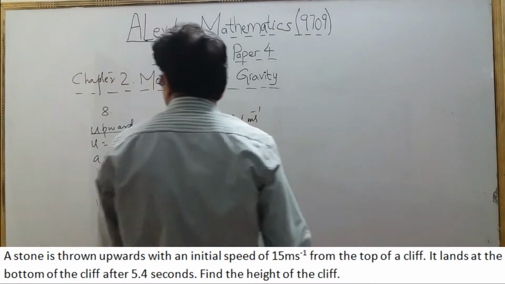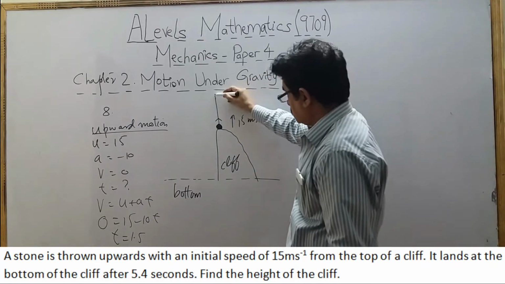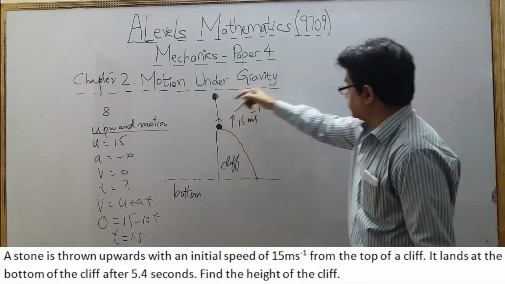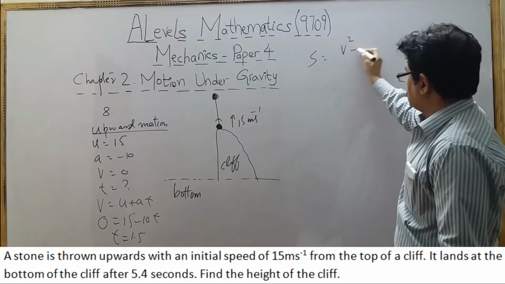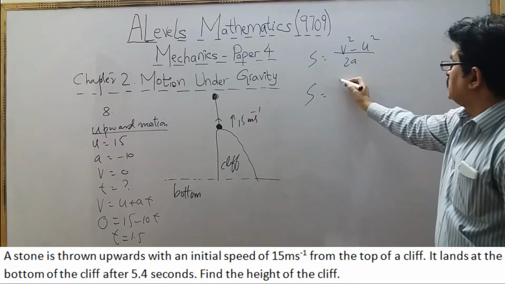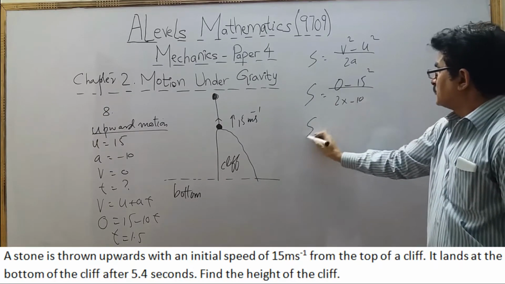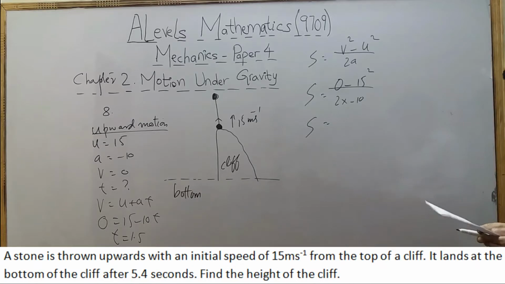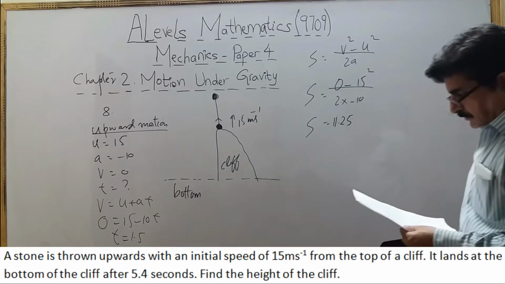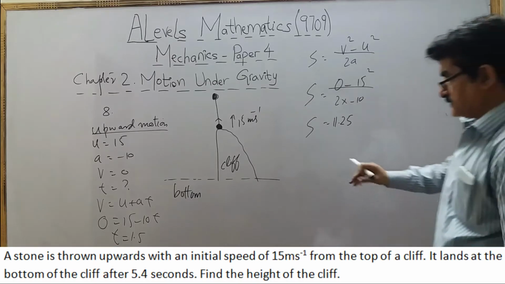This is because we want to find now this distance, upward motion, how we will find this distance? So s is equal to v square minus u square divided by 2a. So what is v? V is 0, u is 15 square, and 2 into a is minus 10. From here, if you simplify it, you will get value of s to be 11.25.